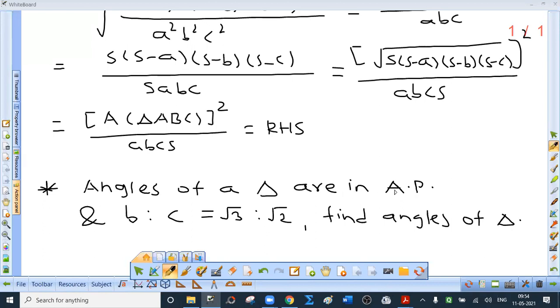Angles of a triangle are in arithmetic progression. B is to C is given to be root 3 is to root 2. Find angles of the triangle. So this sum, and you have to prove the cosine rule using the sine rule. So that is another sum for homework. So that's it for today.